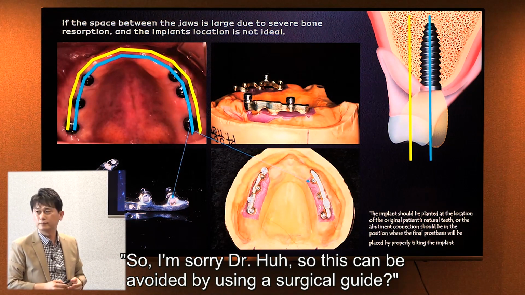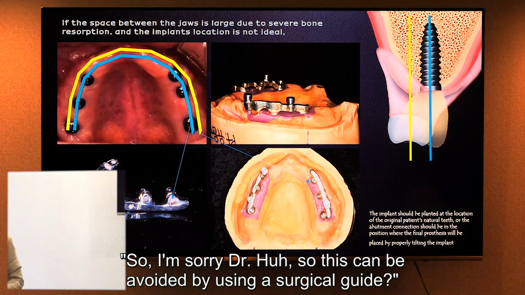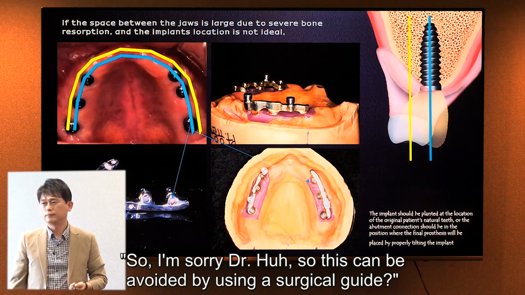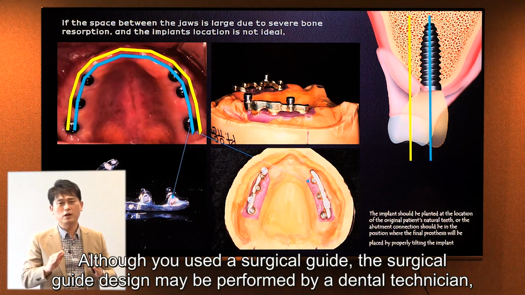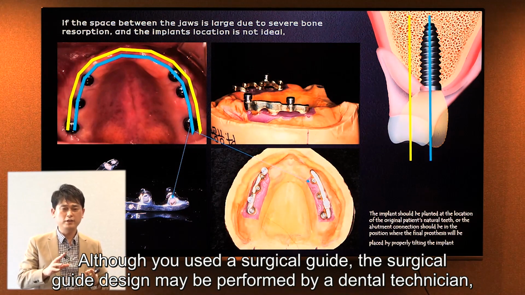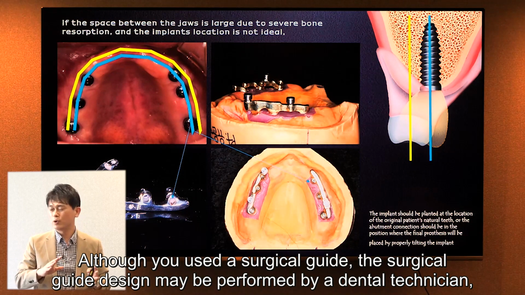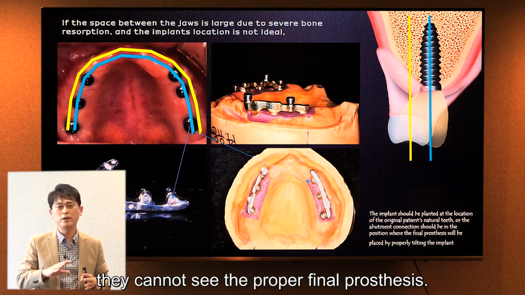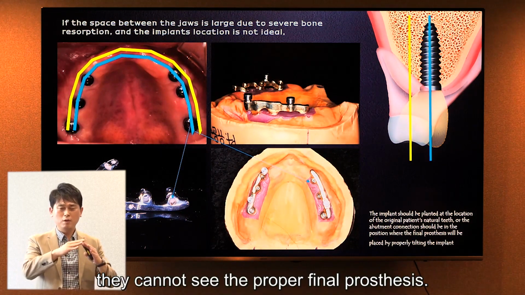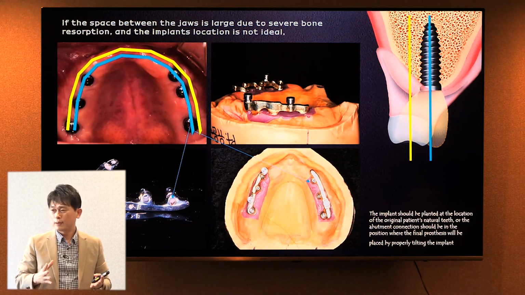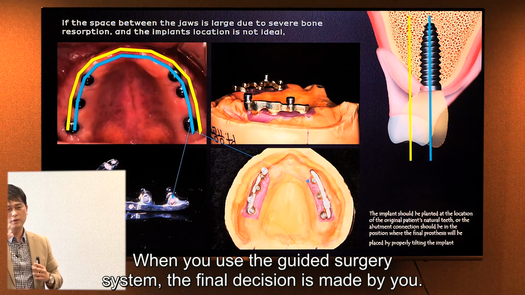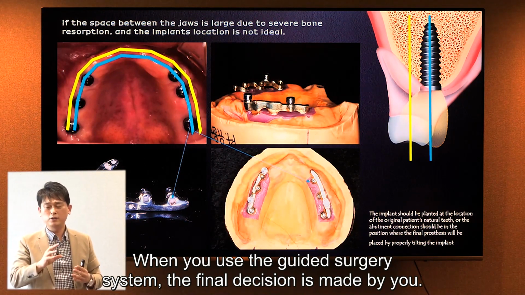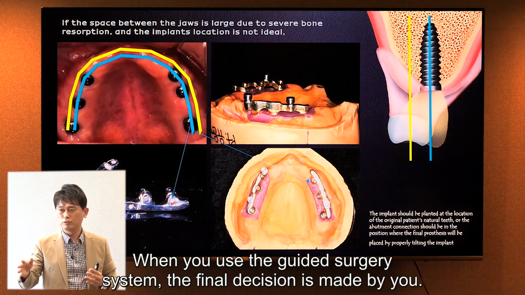Sorry, Dr. Ho. So this can be avoided by using the surgical guide. I will show the next slide. Although you use a surgical guide, the design may be performed by the dental technician or company man, right? So they cannot see the proper final prosthesis. Anyway, even when you use the guided surgery system, the final decision has to be made by you.